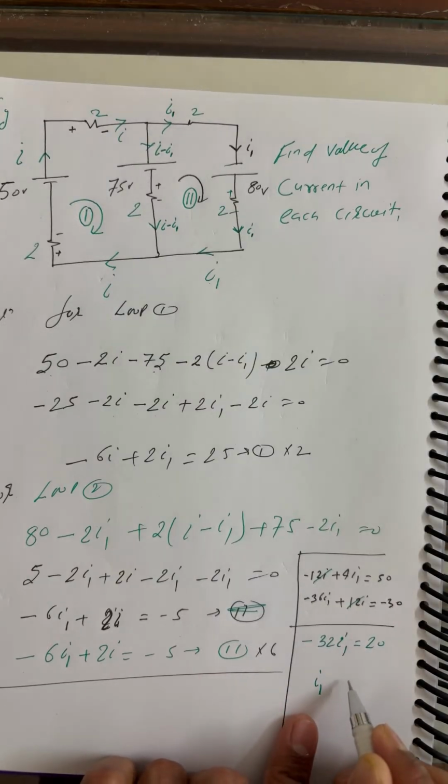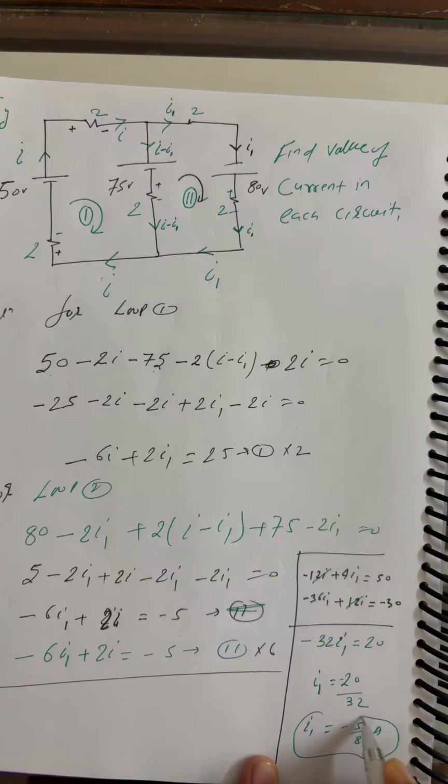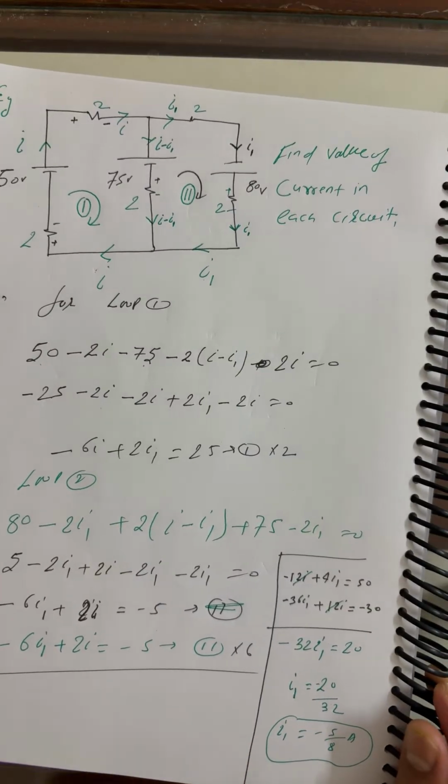How much, beta? This is 20 minus 32. So I1 you can write 4, 8, 5 is 20, 5 by 8 ampere. I1 is negative here, so just reverse your direction.